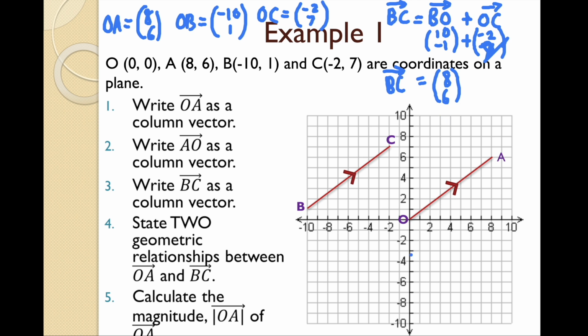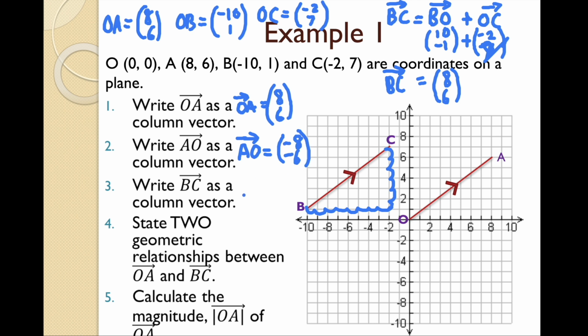Does that make sense? But if we have a graph, we don't have to walk it out this way. This is if we don't have a graph. Because if we have a graph, we could sit down here and go 1, 2, 3, 4, 5, 6, 7, 8, right? And then how much up? 1, 2, 3, 4, 5, 6. Does that make sense? So just to recap, what was OA? OA was equal to what? 8, 6. Good. Now, what was AO? Good. What is BC?